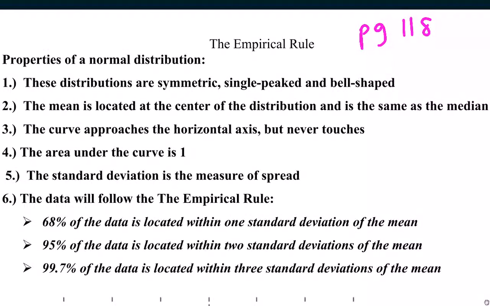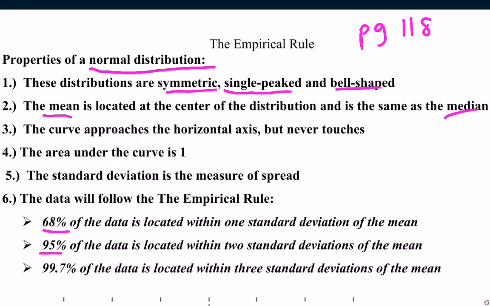Okay, so what this video is on is something called the empirical rule. The empirical rule has to do with something called a normal distribution, which usually has something to do with, we do a lot of testing and surveys and everything, and basically it's when you have a symmetric, single-peaked, bell-shaped curve, and your mean and median are located at the same place. So the empirical rule itself is that 68% of the data is located within one standard deviation of the mean.